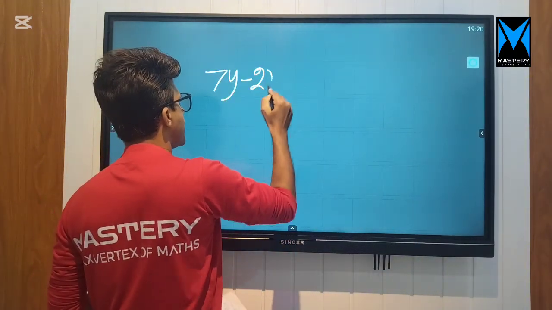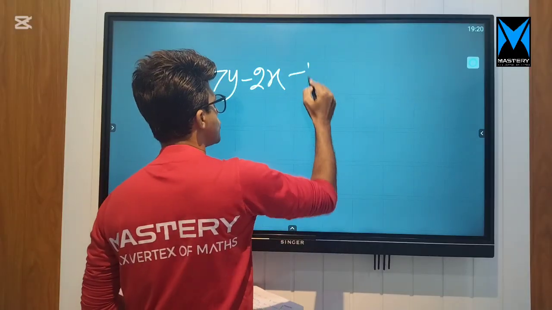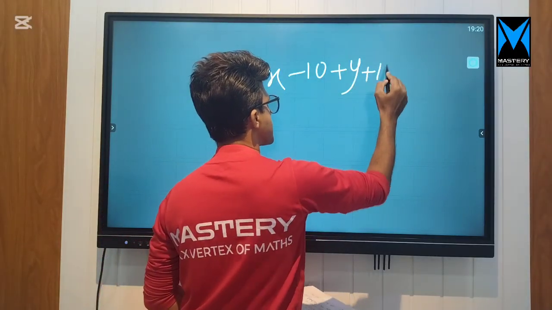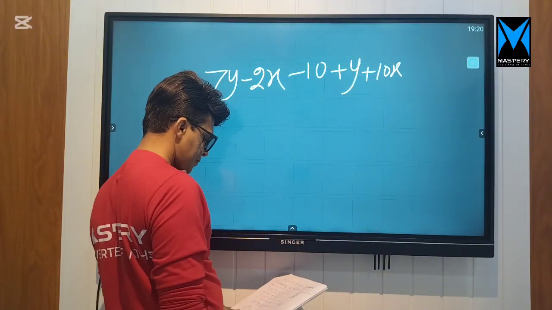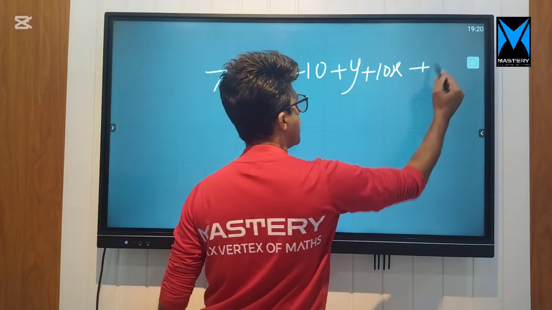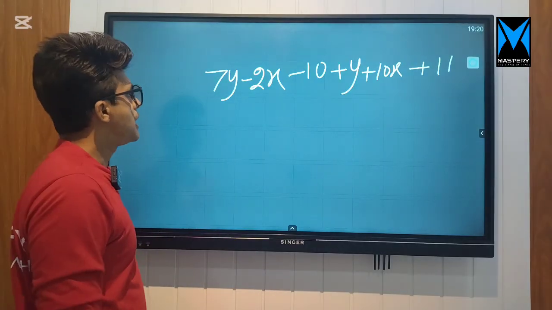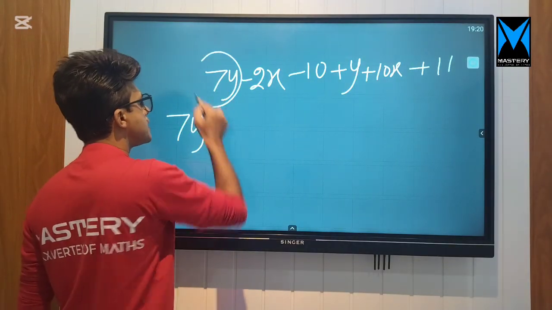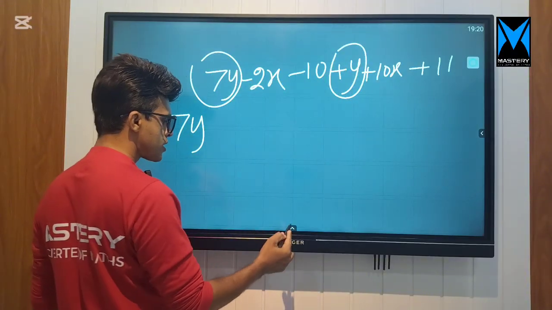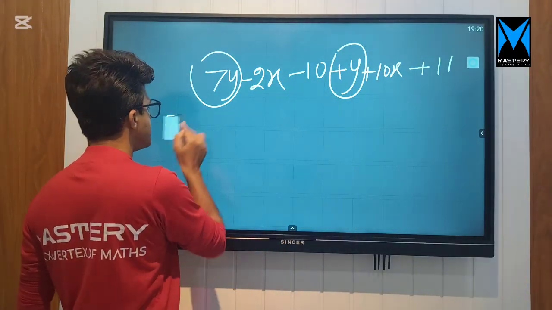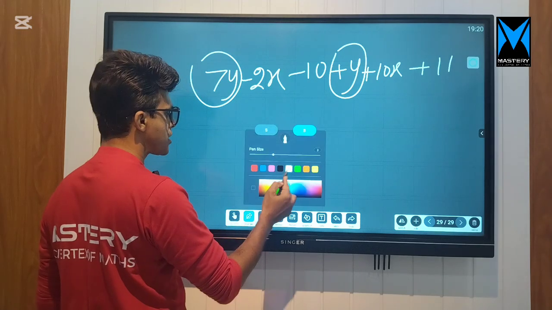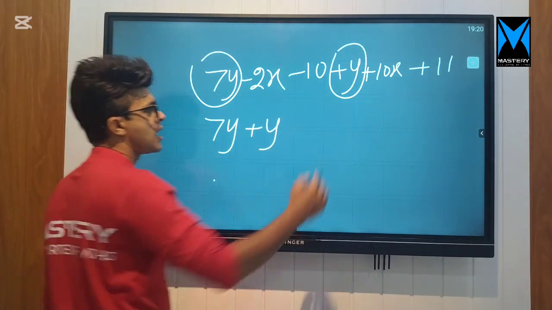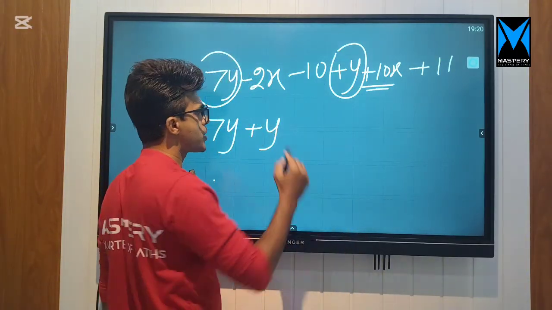7y minus 2x minus 10 plus y plus 10x plus 11. How can you do this type of one? Same thing you could do here. Then here y, here plus y. Those terms can be written here. I mean, like terms generally we simplify. 7y plus y. After that, this 10x is written here.